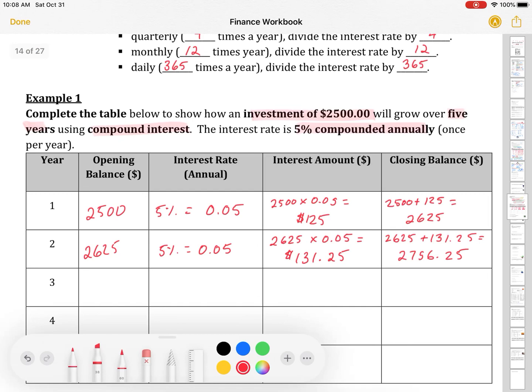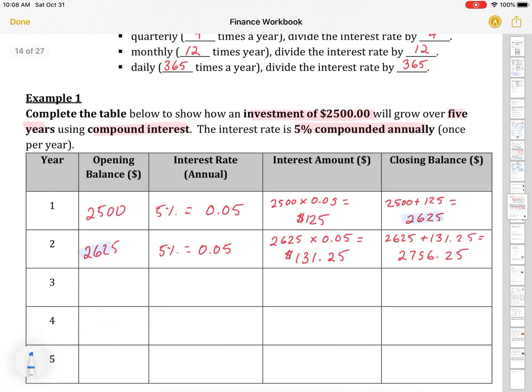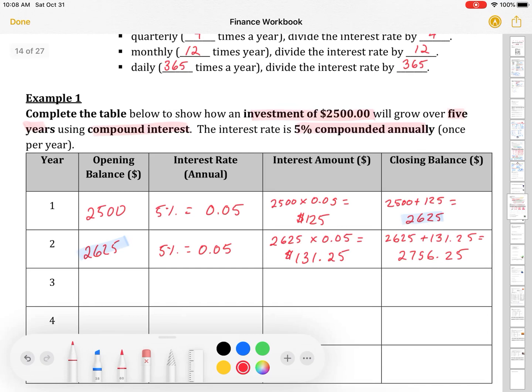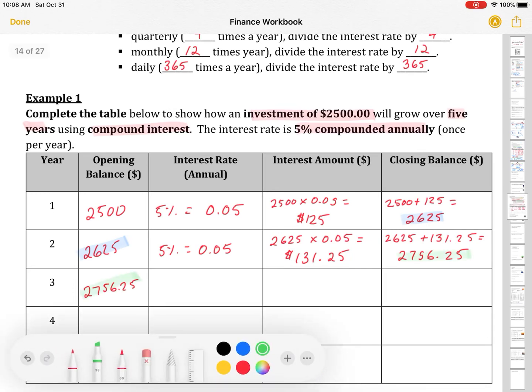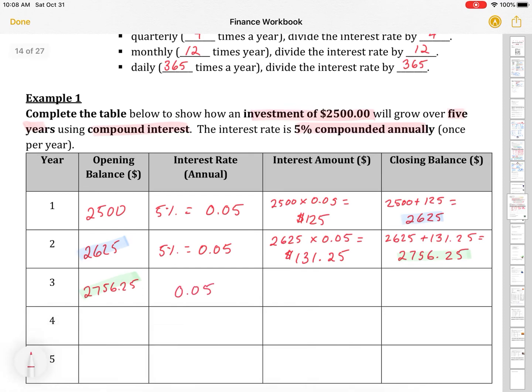Okay, now we carry that interest over. What we're basically doing is this interest gets carried over here, and now we're going to carry over this 2,756 to the next opening balance. So we get to add that interest to our total. Our interest rate is still 0.05, so now we go 2,756.25 times 0.05, and we will get for our interest 137.81.